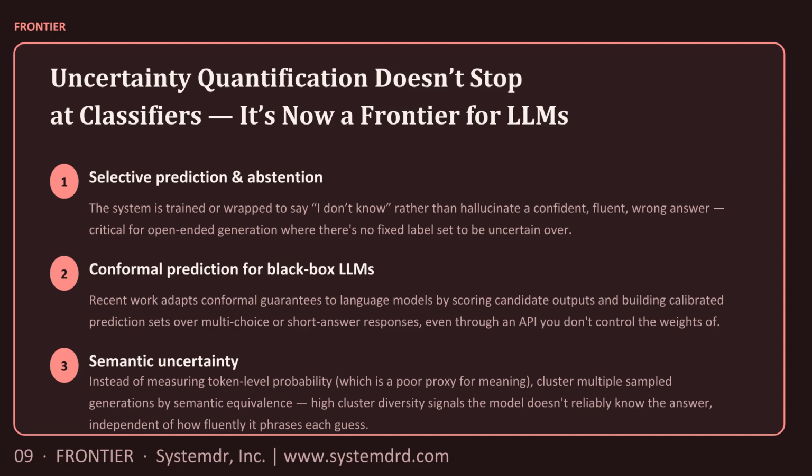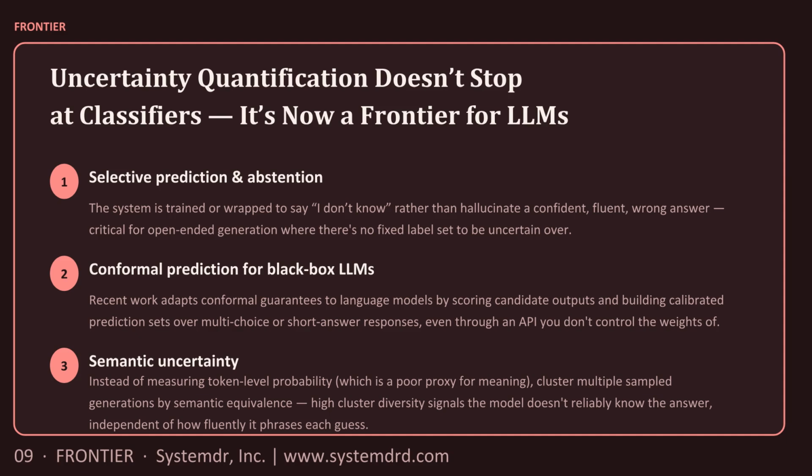Third, semantic uncertainty. Token-level probability is a poor proxy for meaning. Two generations can look lexically different but mean the same thing. So instead, sample multiple generations and cluster them by whether they entail the same meaning. Tight clustering means the model reliably knows the answer. Wide dispersion means it doesn't, regardless of phrasing.